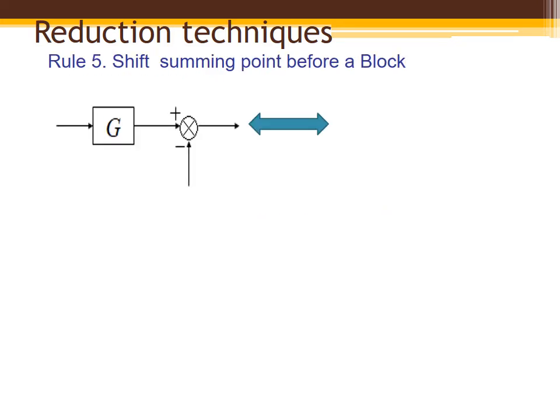Now we'll move to rule number 5, that is, shift summing point before a block. In this we can see the gain is G, and after that the signal is given to the summing point. For simplification, if you need to move this summing point before the block, we can do it by considering a gain of 1 by G. Both cases give the same output.